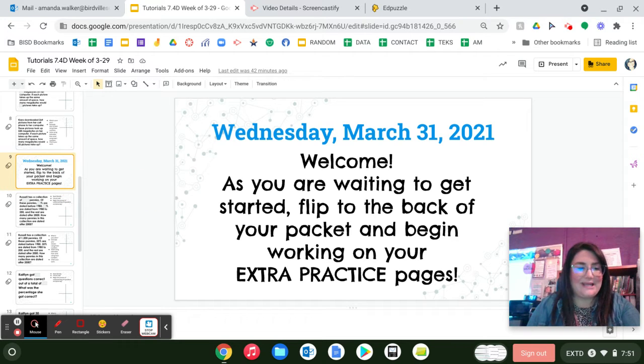Again, as you are waiting, go ahead and go to the extra practice in the back and just start working on that. It's all over setting up proportions, why cross multiplying works, because when you cross multiply, you are creating an equation and then you solve it by dividing.